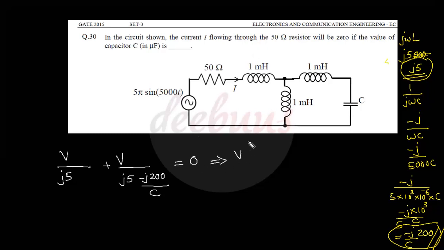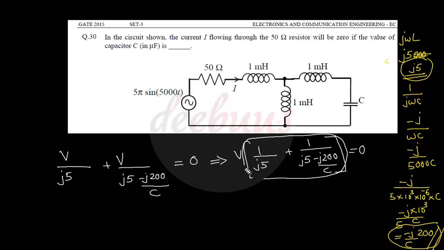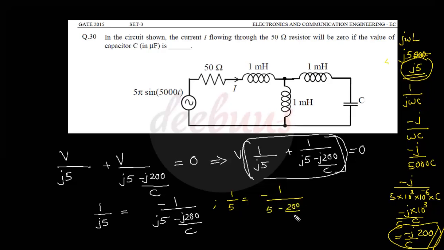This implies, taking V common, V into 1 by j5 plus 1 divided by j5 minus j200 by C equal to 0. That means either V equal to 0 or this term equal to 0. As V cannot be 0, this term must be 0. So 1 by j5 equal to minus of 1 by j5 minus j200 by C. Cancelling j on both sides, 1 by 5 equal to minus 1 by 5 minus 200 by C.